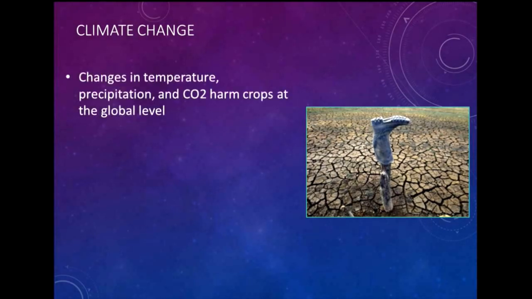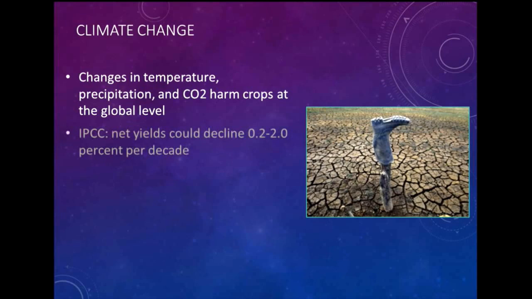And of course, climate change will affect agriculture as well. We don't think of climate often, I guess, as a resource, but in fact, it's a very, very important resource when you're growing plants. It's vital. It turns out that changes in temperature and precipitation and carbon harm crops at the global level. At the global level, meaning there are places in the world where some of those changes will actually help production, but overall, agriculture output will be harmed.